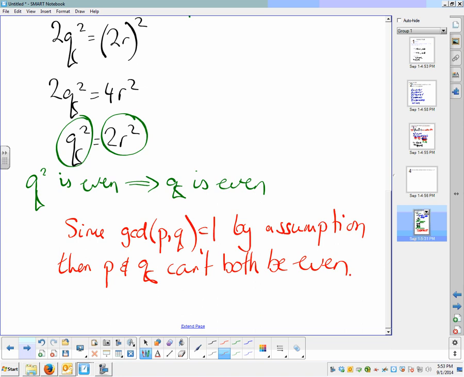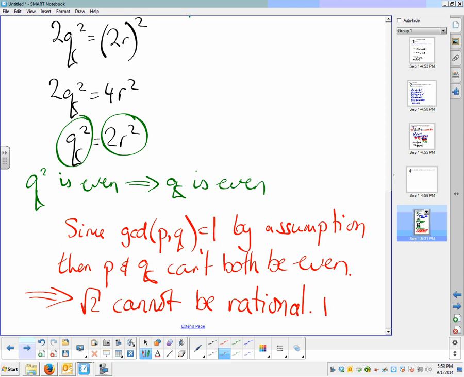Which is a contradiction to our original assumption. Our original assumption was that root 2 was rational. So therefore, root 2 cannot be written as a fraction, and therefore it can't be rational. And often when we're writing mathematics, we put a little square at the end, sometimes nicknamed a tombstone, to say that we've proved what we set out to prove.